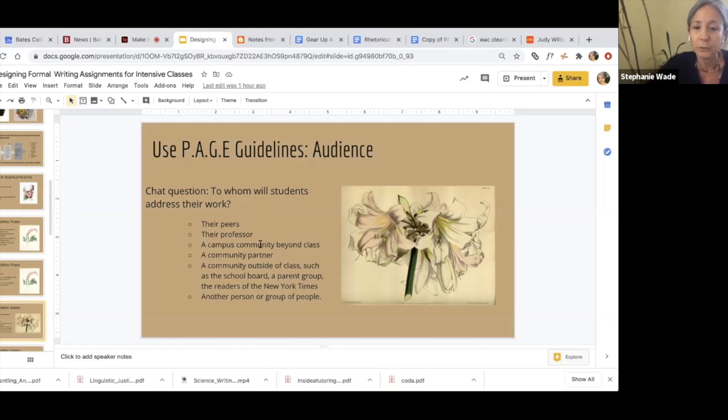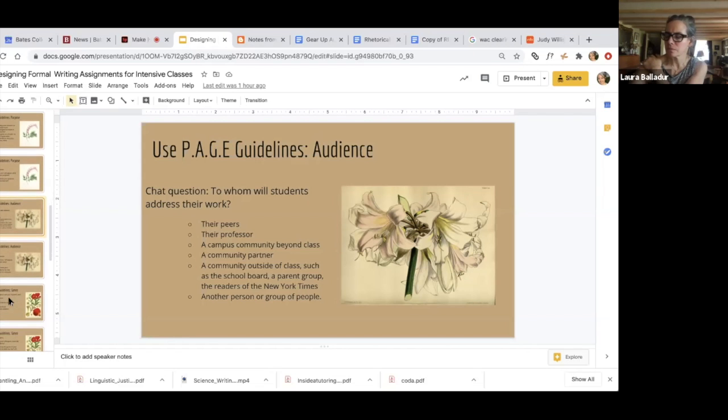Of course, their classmates, you, campus community beyond class, a community partner, other communities outside of class. Helping them think about audience specifically can then help them make choices about genre and other things. So embedding this in the assignment, or as some of you have already said, asking them to think about this and make good choices themselves about their audience can be super helpful. Another way of thinking about audience too is one's primary audience, as well as ancillary and secondary audiences who might find this work. So breaking down the idea of audience as monolithic can be helpful for our students.